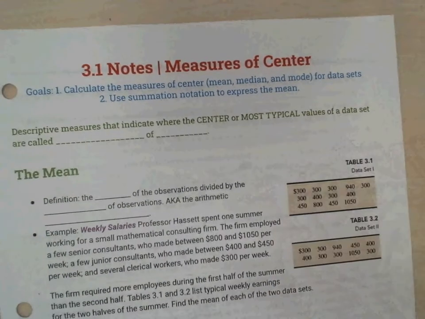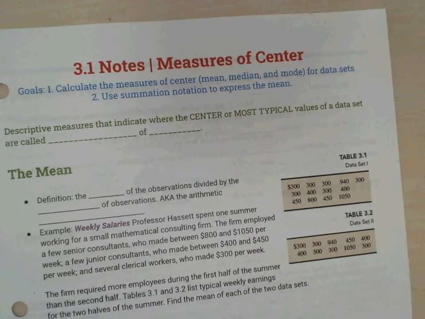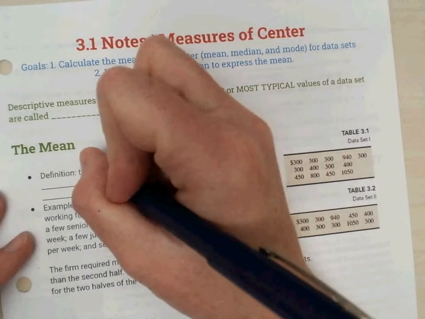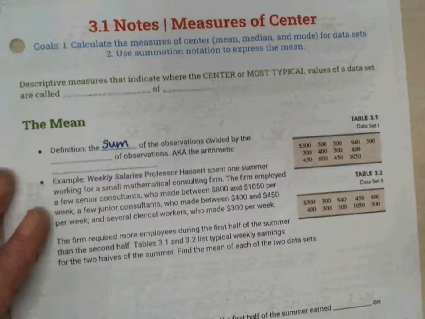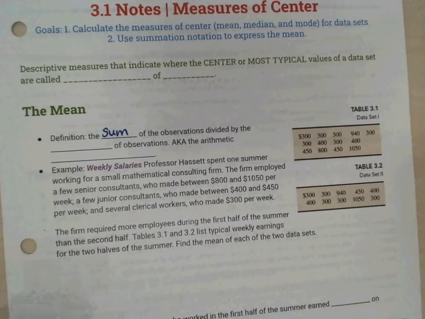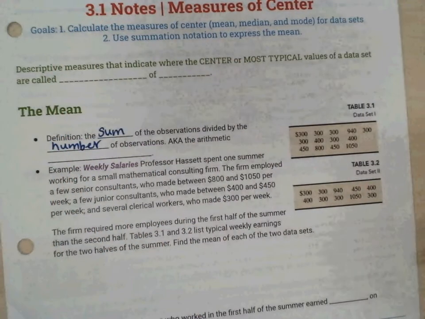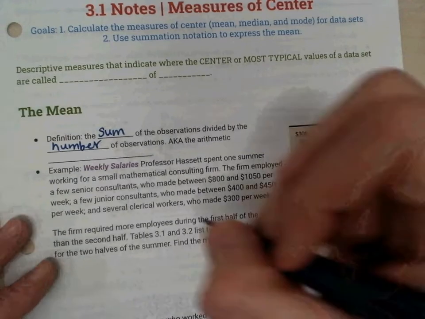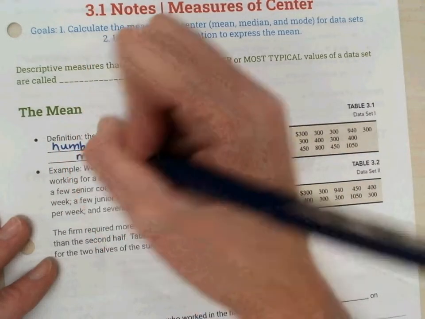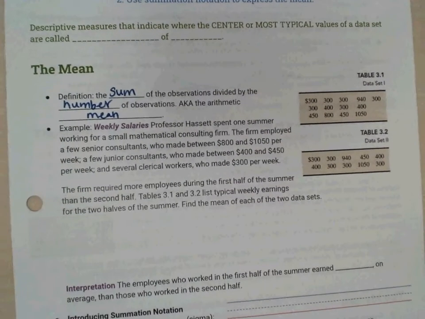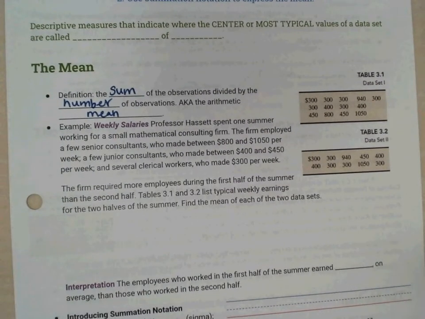So I'm going to start off with a couple definitions and, well, really one. A definition and then an example. So get your calculators ready. The mean. So our definition for mean, in case you forgot, is the sum of the observations divided by the number of observations. It's also known as the arithmetic mean or average. There's also a geometric mean, so just to distinguish here.